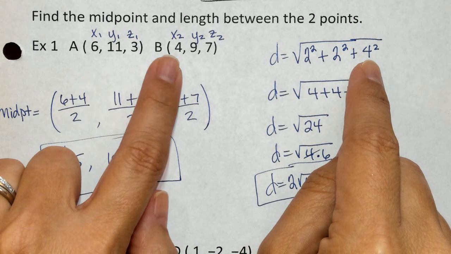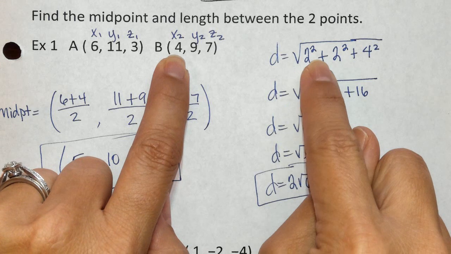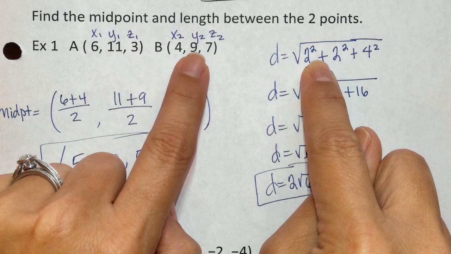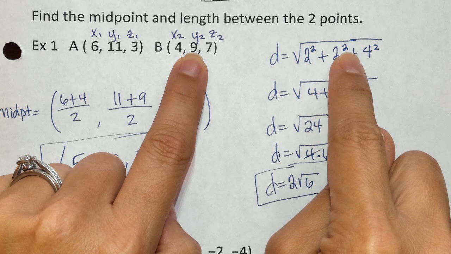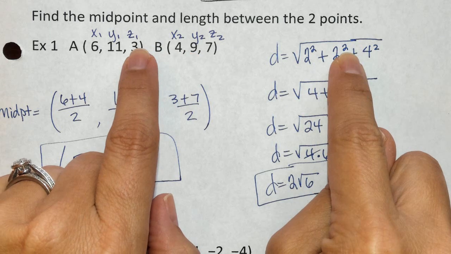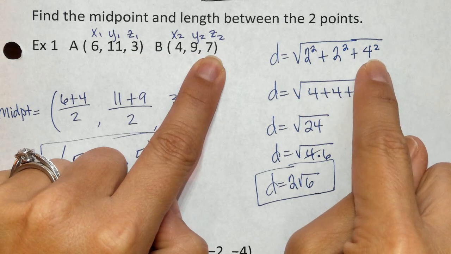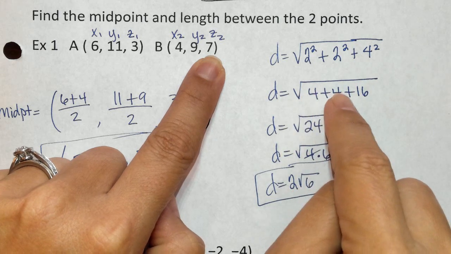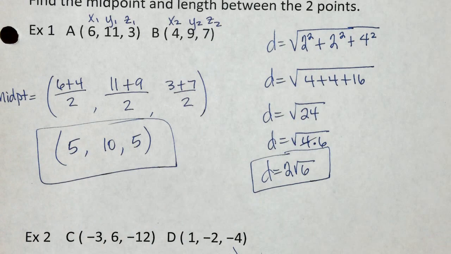The distance between 6 and 4 is 2. You're going to square it. The distance between 11 and 9 is 2, and you're going to square it. And then the distance between 3 and 7 is 4, and you'll square it. 4 plus 4 plus 16 is 24. Simplify your radical, giving you 2 square roots of 6. So again, we're still using midpoint and distance formulas, except now we're incorporating the Z value, an ordered triple.